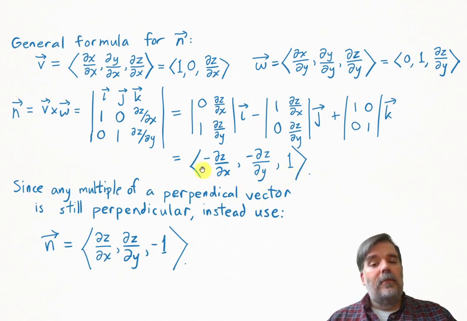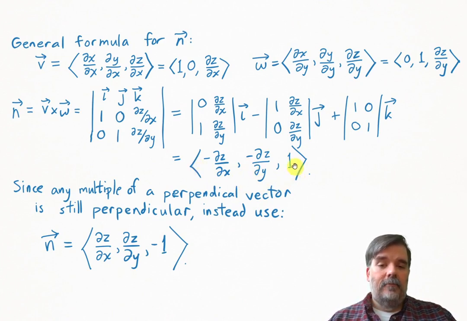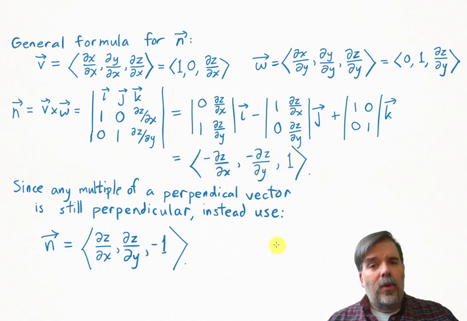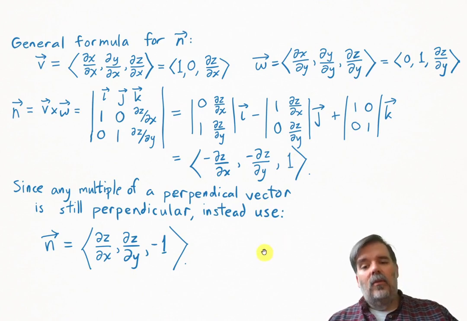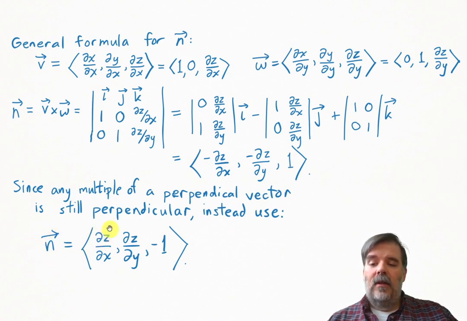So let's consider multiplying it by -1. In that case, we get a positive and a negative sign. And so, in general, we'll use that when we're using this formula. So we'll use the normal vector: partial derivative of z with respect to x, partial derivative of z with respect to y, and -1.